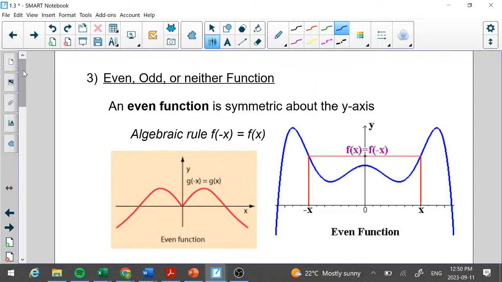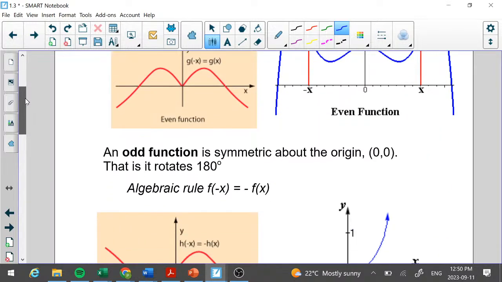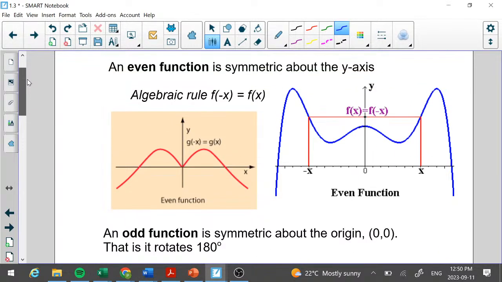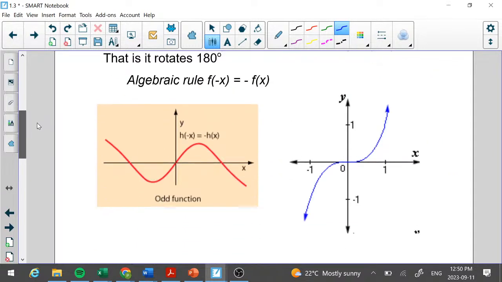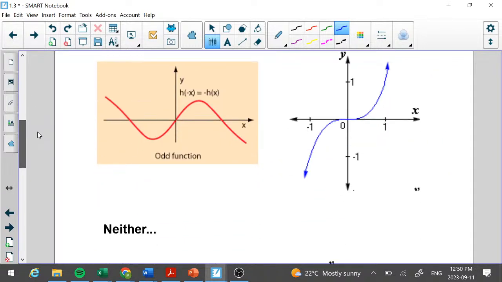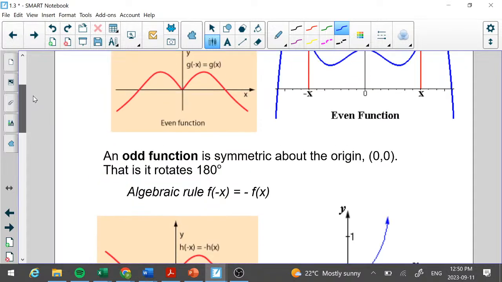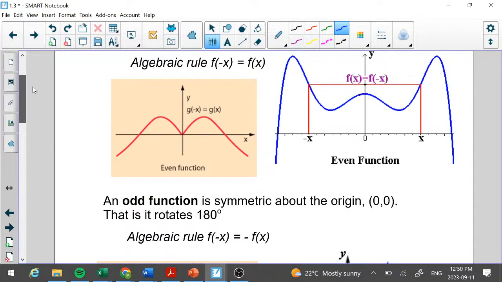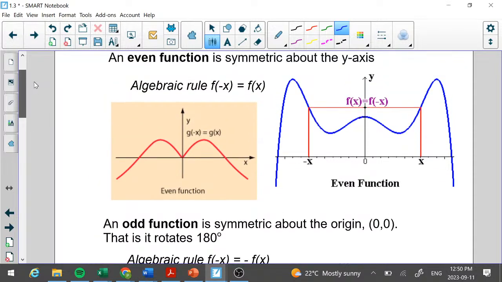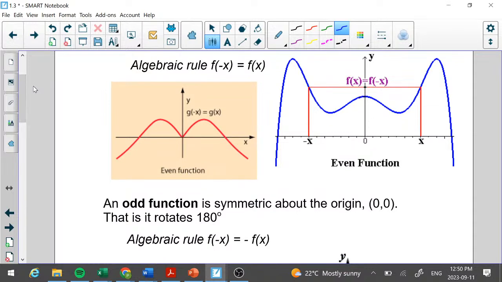So next is even versus odd functions. What we have here are two even functions and two odd functions. So how would you describe the way these look? Look at the even functions. They have symmetry, I would agree with you, but symmetry is based on a specific feature, if you will.